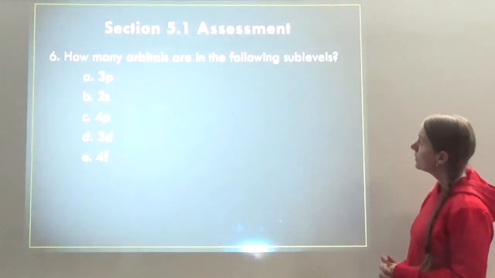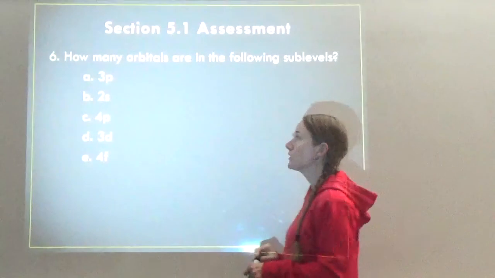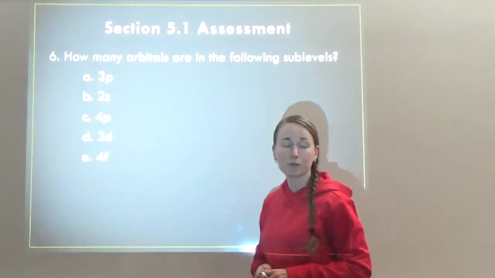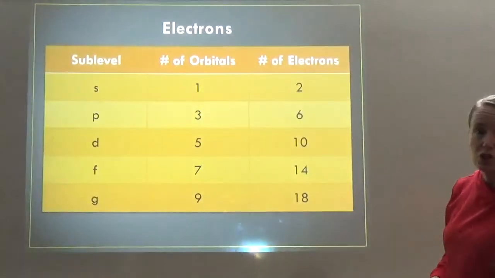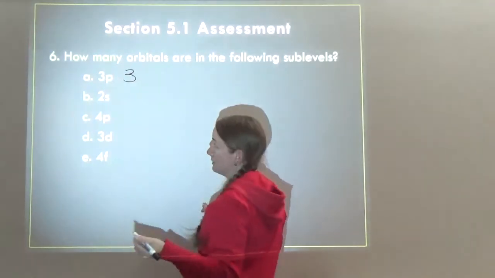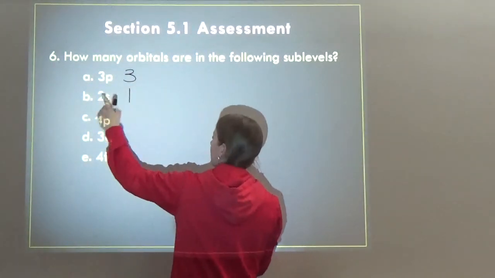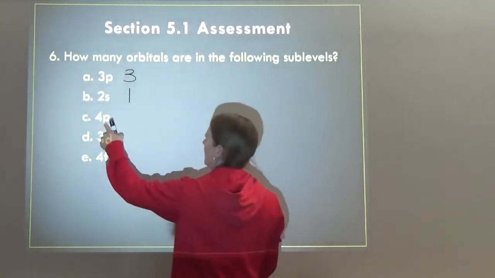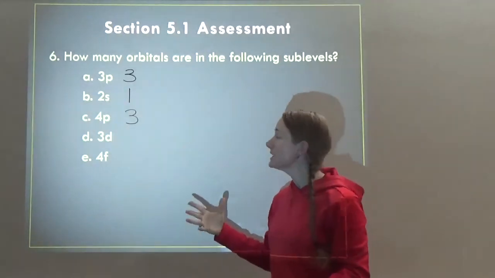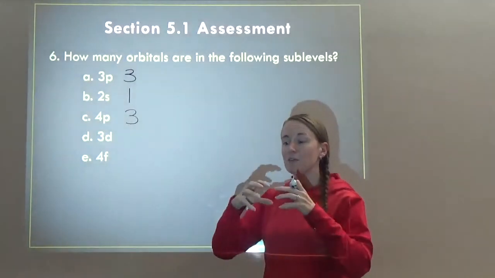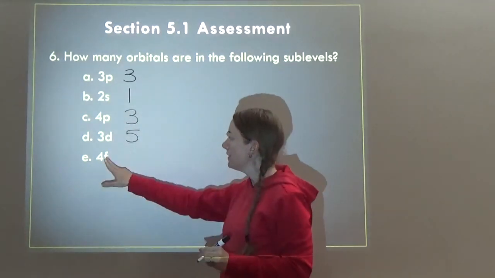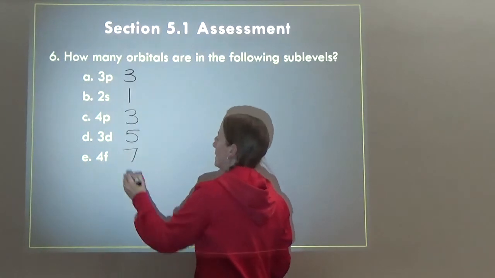All right, so how many orbitals are in the following sublevels? So remember, don't let the number in front throw you off. All P sublevels have the same amount of orbitals. All S sublevels have the same amount of orbitals. So really, to answer this question, you're just basing it on this chart right here. Okay, so 3P has 3 orbitals because it's P. 2S has 1 orbital because all S have 1 orbital. 4P has 3 orbitals. So see, notice 3P and 4P both have 3 orbitals. The only difference is that the 4P ones would be the same shape, they would just be bigger. And then 3D, all D sublevels have 5 orbitals. And then 4F, all F sublevels have 7 orbitals.